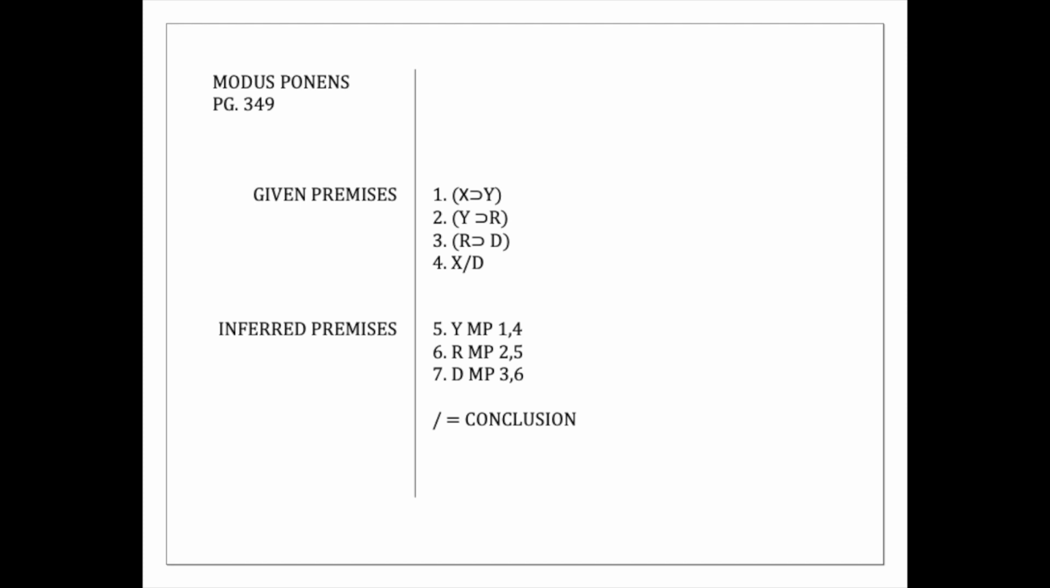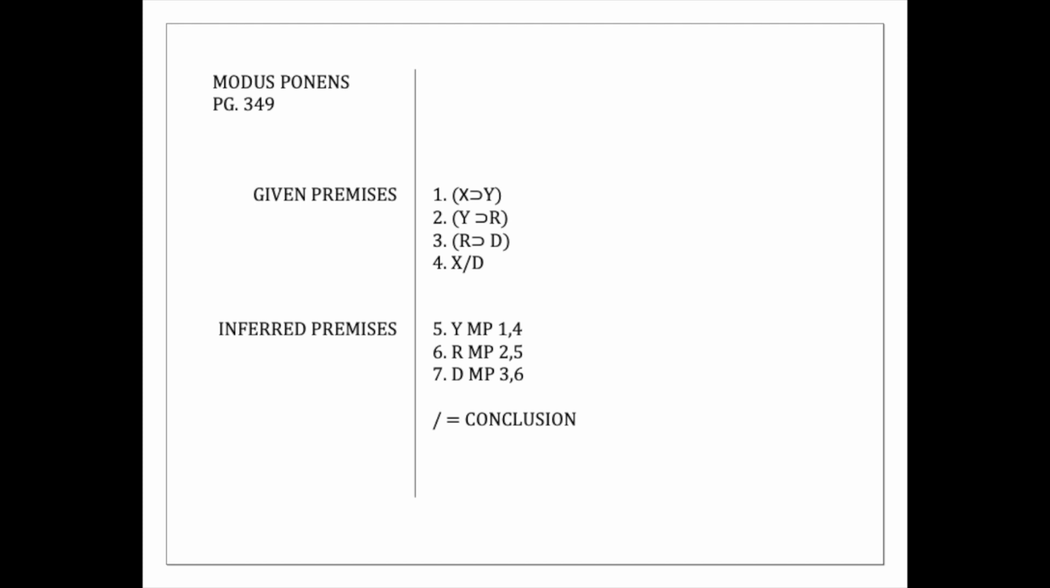Once we have the inferred premise Y, we can perform another modus ponens inference with premises 2 and 5. Premise 2 states if Y then R. Premise 5 states Y. We can validly infer R based on the modus ponens rule. Once we have R, we can perform another modus ponens based on premise 3 and premise 6. Premise 3 states if R then D. Premise 6, the inferred premise, states R. We can therefore validly infer D based on the modus ponens rule.